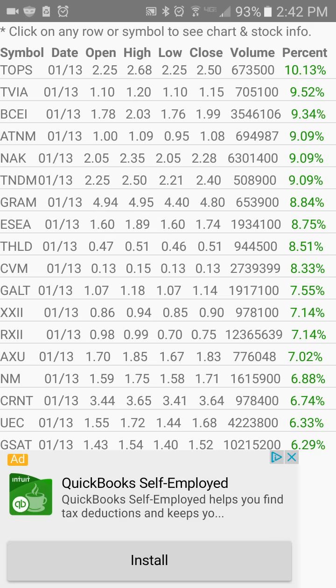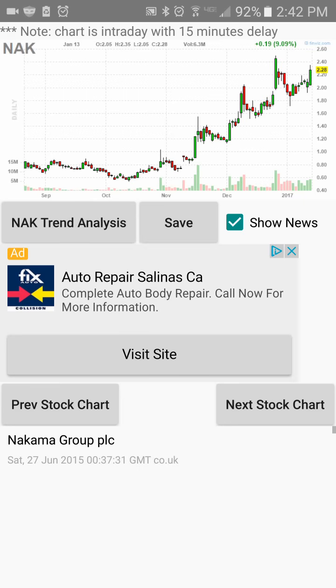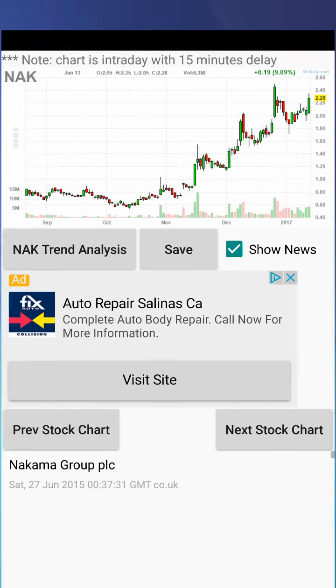But here's the NAK right here at 9% gain and at 6 million volume. So I'm gonna check this one out. Okay, so just looking at this chart already, I'm excited. Look at this run up right here. This stock was flat kind of like halfway and then just started gaining, gaining, gaining. So I'm really interested in this stock right now.